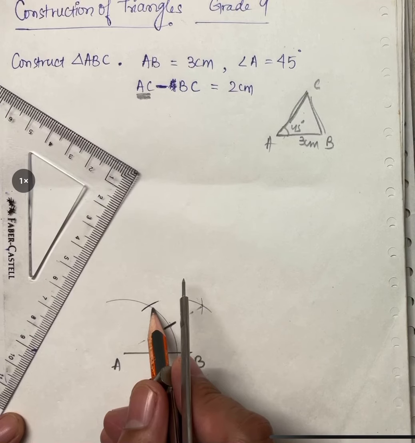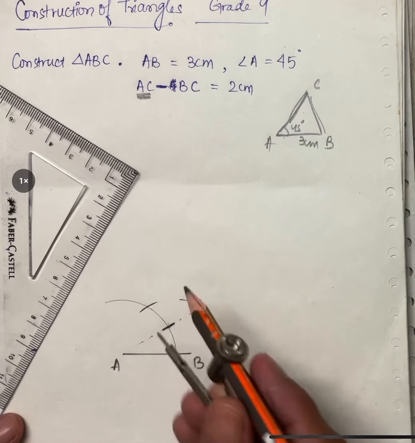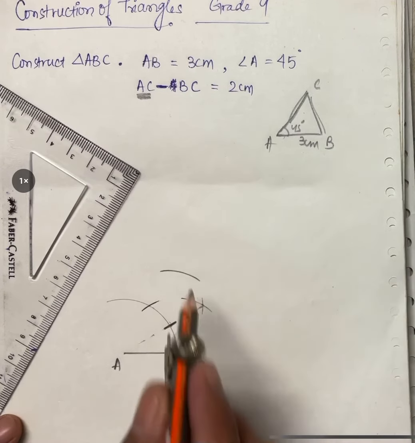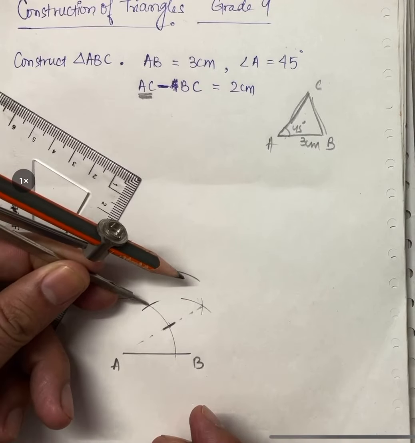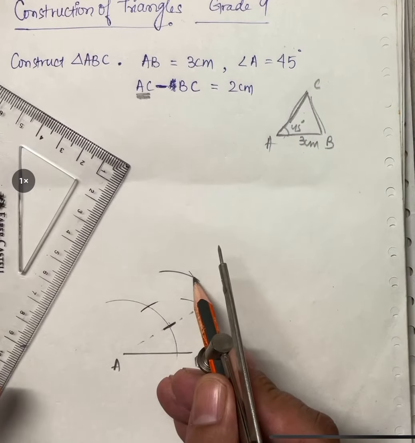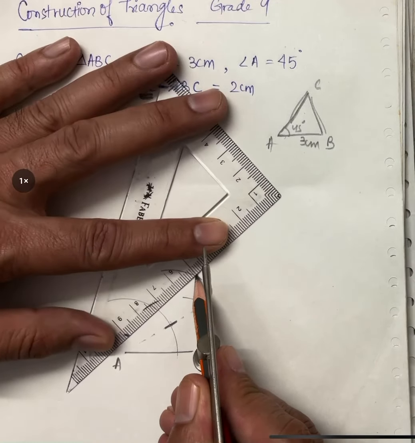This is 30 degrees. We want the bisection of 30 and 60. 30 plus 60 makes 90. The half of 90 will be 45. So here somewhere we'll get 45 degrees. I keep the needle at 30 and make an arc. I keep the needle at 60 and intersect the arc. This is 45. And this 45 is actually needed by us. We'll make a long angle.